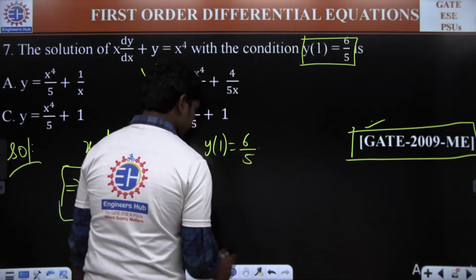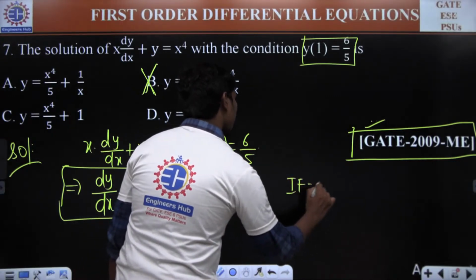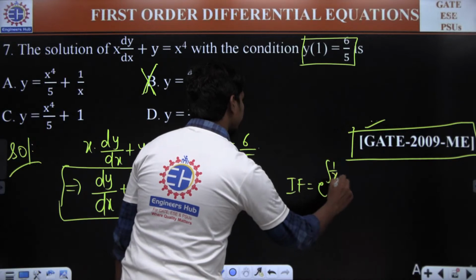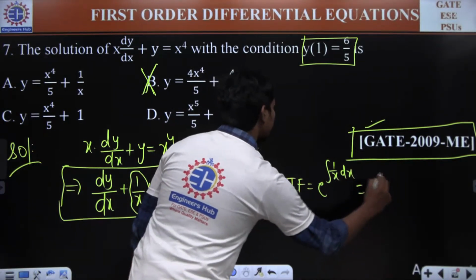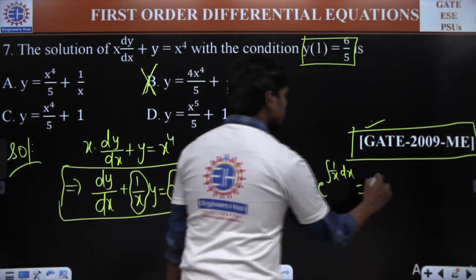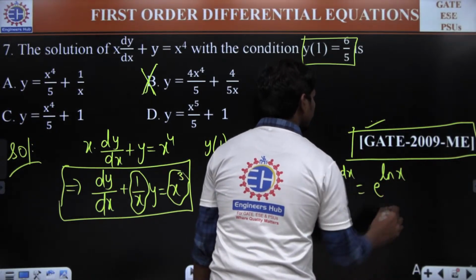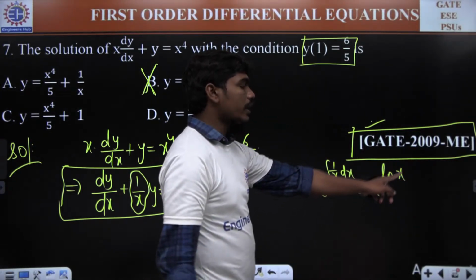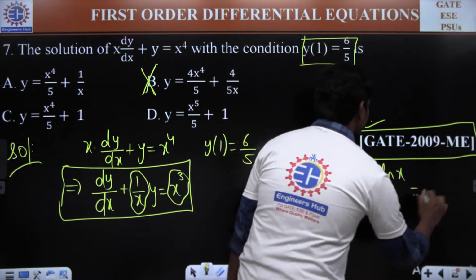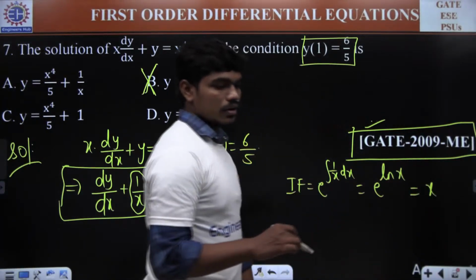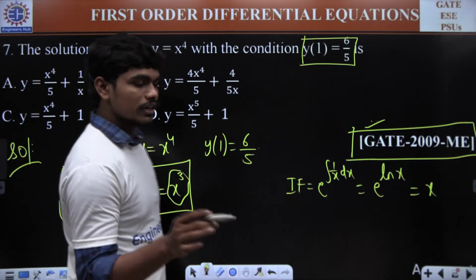See here, IF is equal to e power integral 1 by x dx, and you know this is equal to e power integration of 1 by x dx, which is ln x. And I told you in yesterday's class, e power log x to the base e is the same as x. IF means integrating factor.